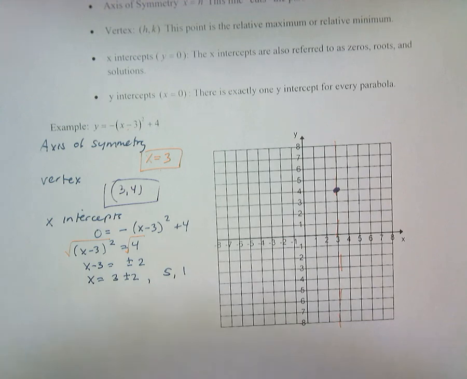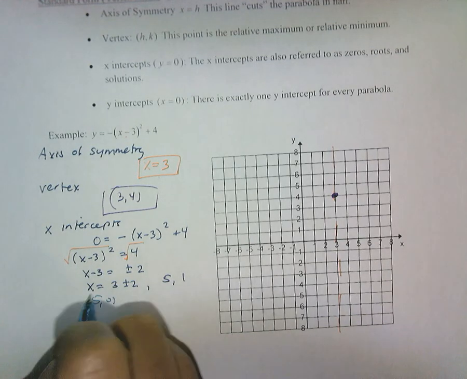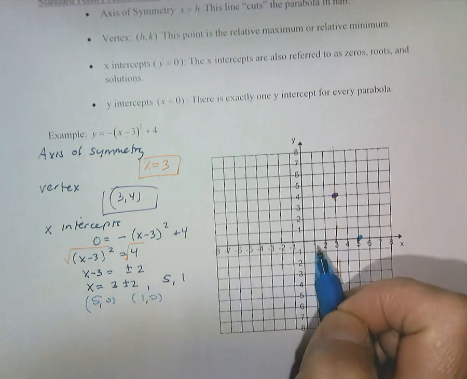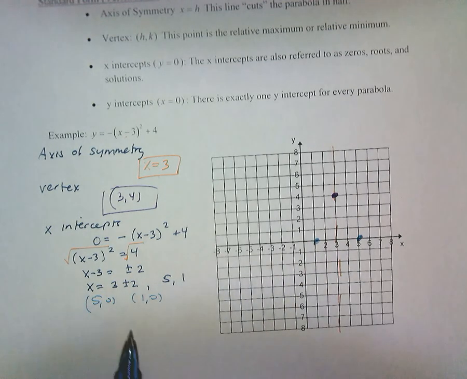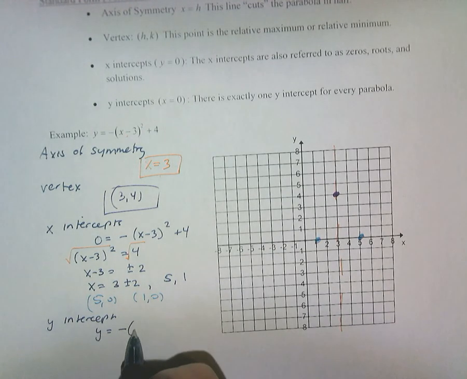So my points are going to be (5, 0), right here, and (1, 0). So these can be called x-intercepts, they could be called roots, they could be called zeros. In this equation I was solving, so that's why they would be called solutions. The y-intercept occurs when x equals 0. So I had y equals negative (0 minus 3) squared plus 4.